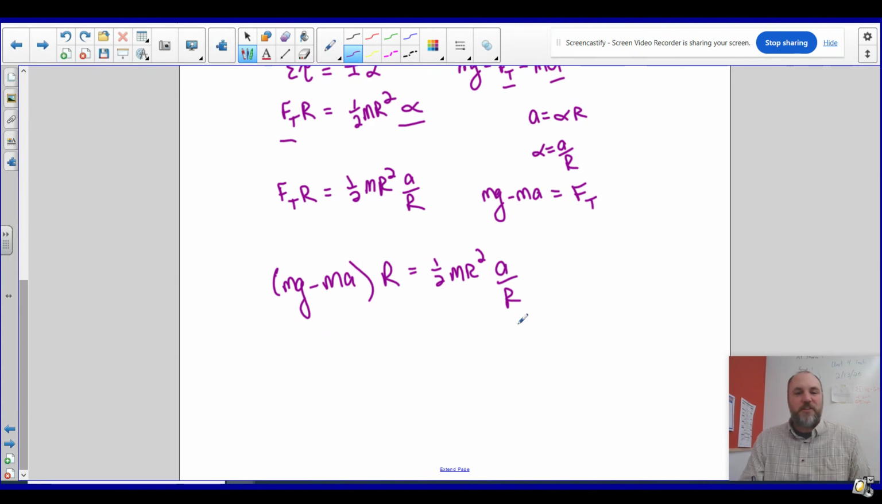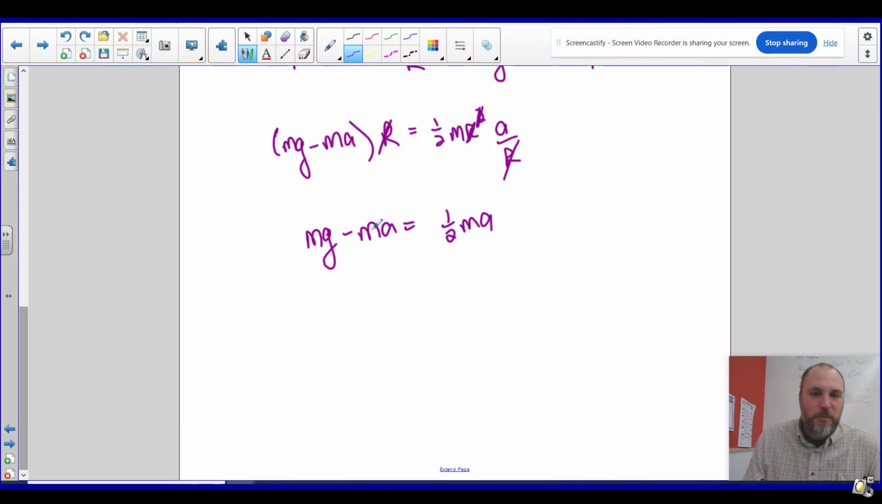And I'm going to start canceling some things. This R on the bottom would cancel with one of those. And then I have one R left over, which would cancel with the R on the other side. Okay, so I have mg minus ma is equal to what's left on the right side, just 1/2 ma. And I'm trying to determine the acceleration. So let me get all the a's together. I'll add ma to the other side, and that will give me 3 halves ma.